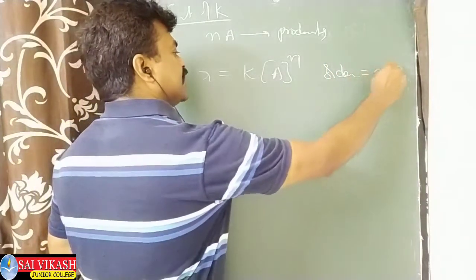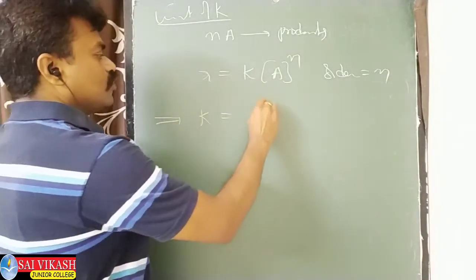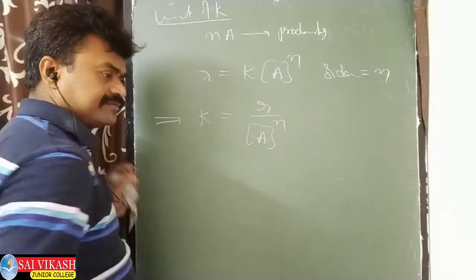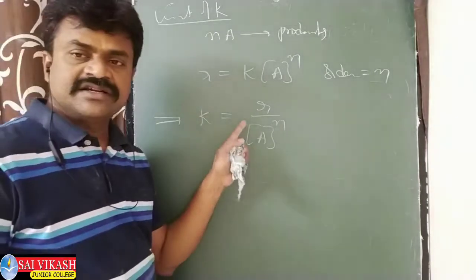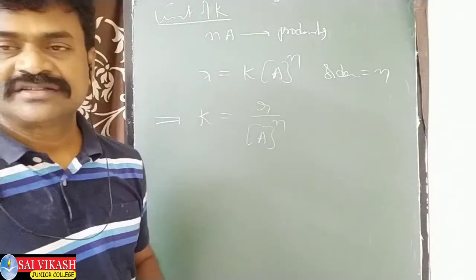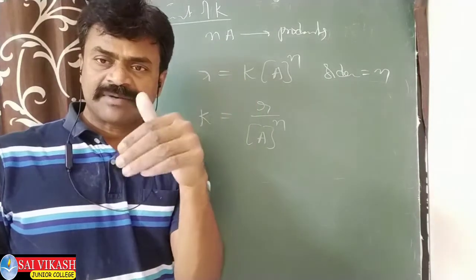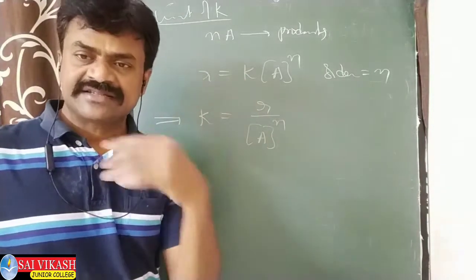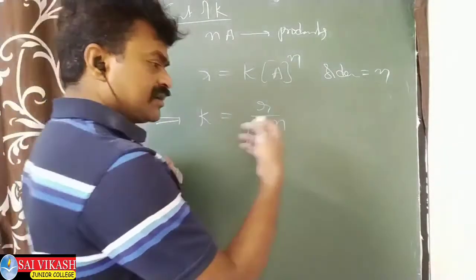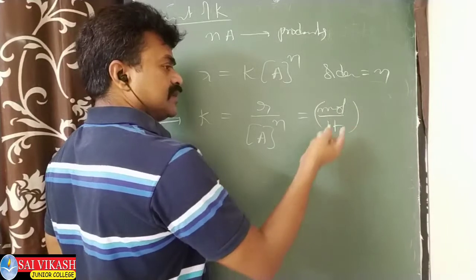Order is how much here? n. Means I am deriving the general form. So from this, tell me K equal to what? R divided by molar concentration of A power n. I told you in yesterday's video the value of R. What is R unit? R means change in concentration by change in time. Change in concentration is mole per liter, per time. Let us take time in seconds. Then you can take minute, year, hour, weeks or anything. So R unit is mole per liter per second.